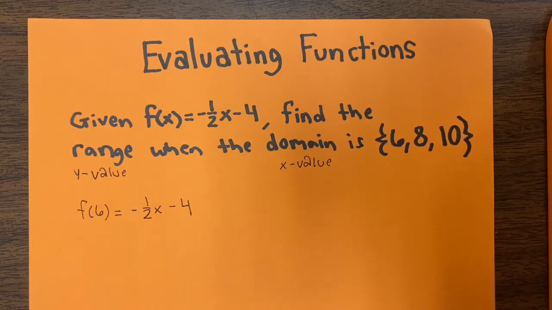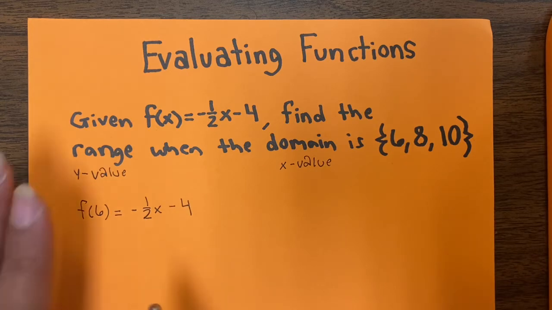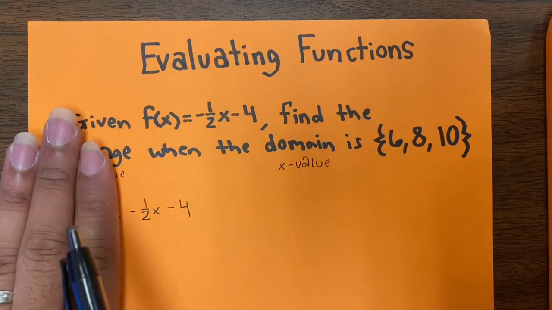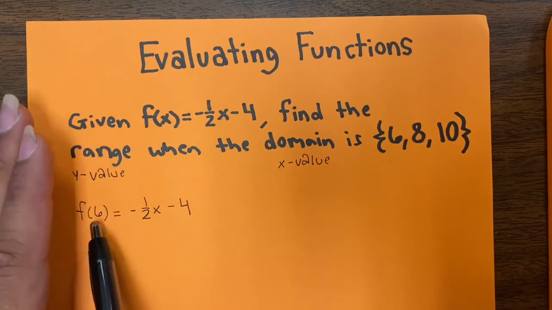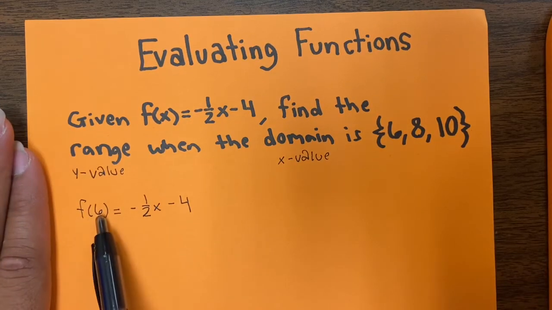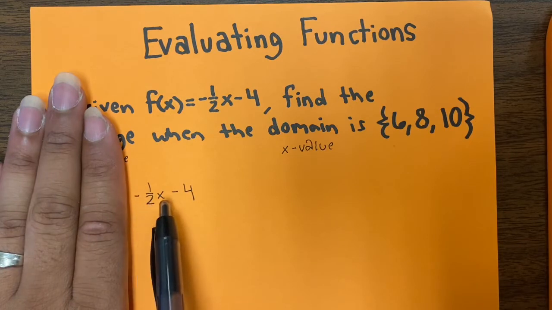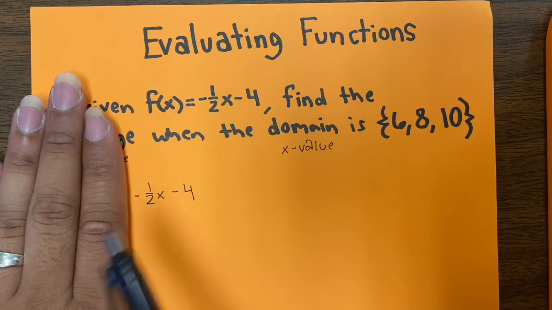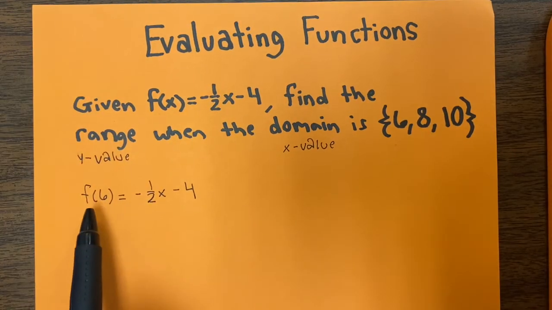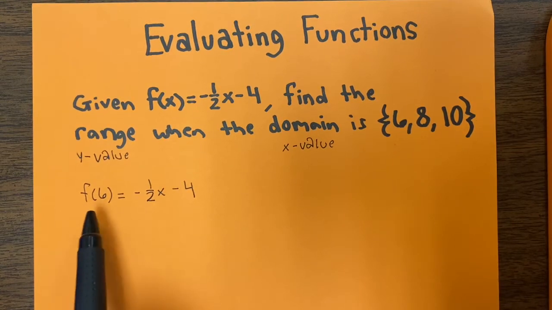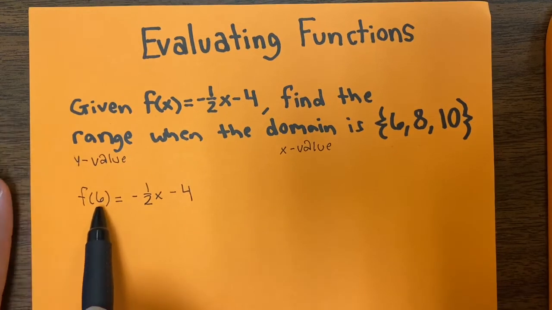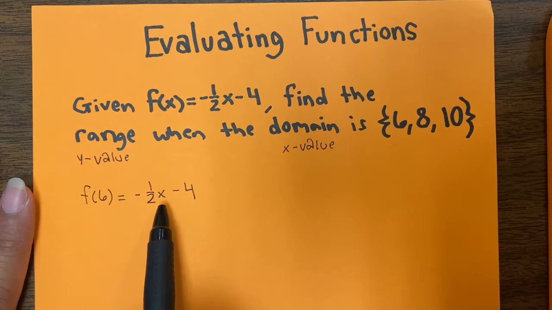I'm seeing a lot of people who think this is a part of the equation. This is not. All that's doing is saying that we are plugging 6 in everywhere there is an x. So we're not adding that into the equation. We're just plugging 6 in for x. So we can ignore this entire side. That's going to stay the same no matter what. All we're doing is plugging 6 in where we see x.